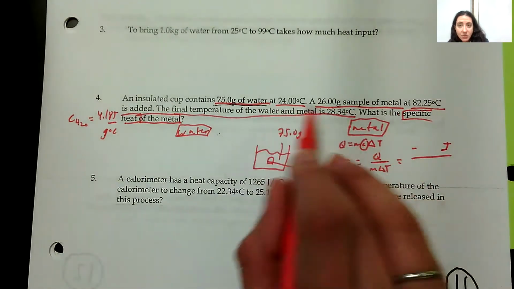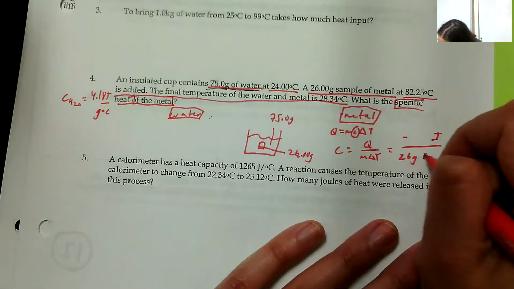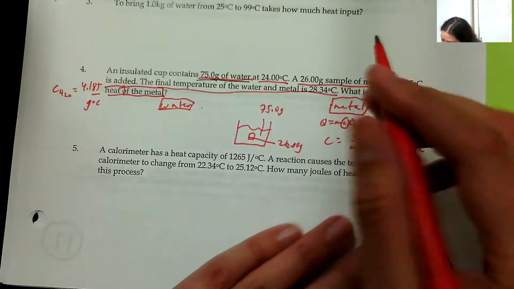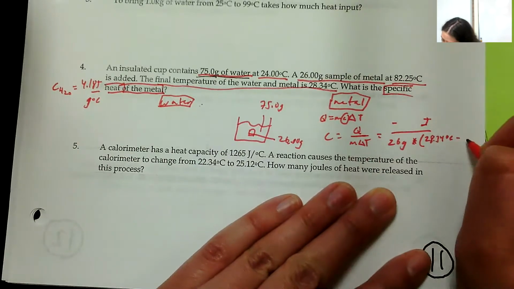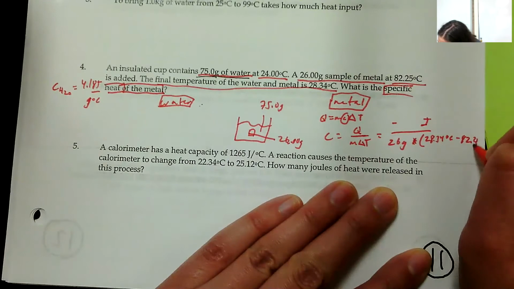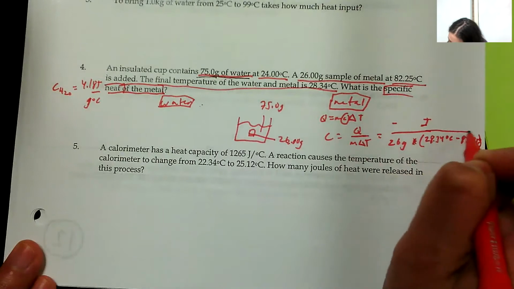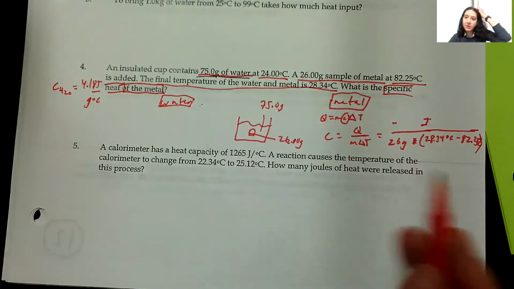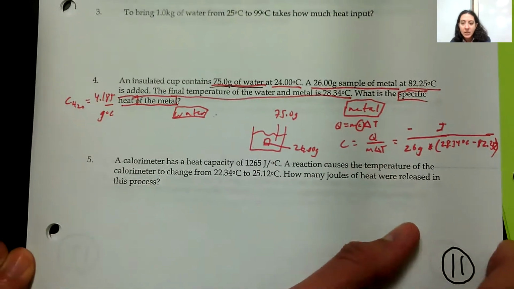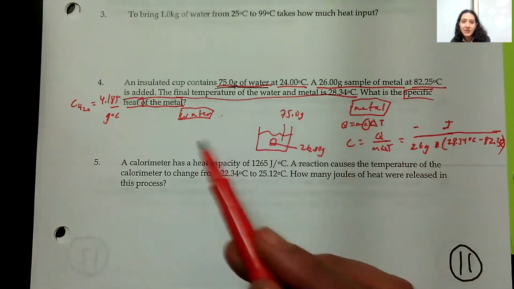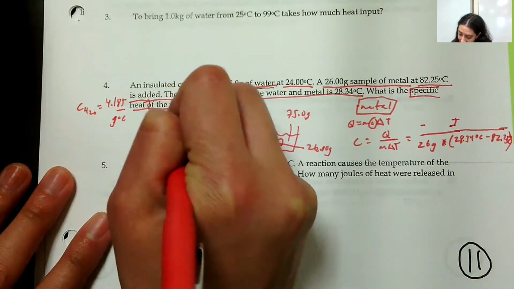The mass we do have, and the temperature change we also have. It ended up at 28.34 degrees Celsius, and it started off at 82.25. Sorry, that's our final and initial temperature. If we can get the joules, we should be able to solve this problem. To get the joules, let's go back to the water. If the metal lost energy, the water must have gained that energy. So Q equals MC delta T. We're solving for Q.